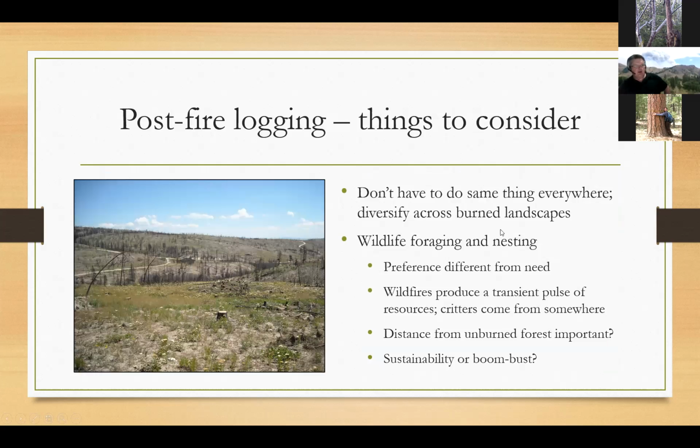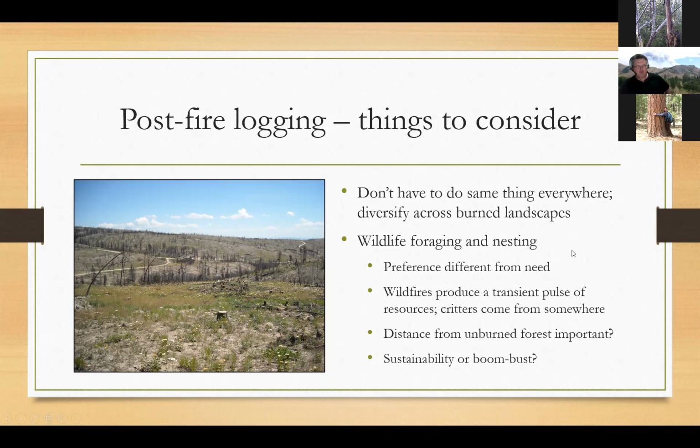I think my last thoughts on post-fire logging are that we have to remember, especially in an era of megafire, we don't have to do the same thing everywhere. We need to diversify our landscapes. We know this from restoration work. It doesn't have to be log everything like I kind of did here, or don't log anything. We can do a little of both.